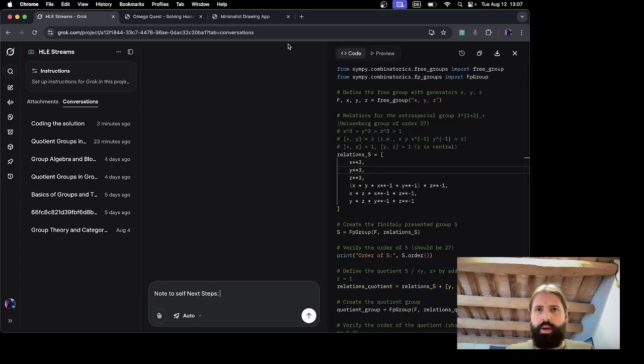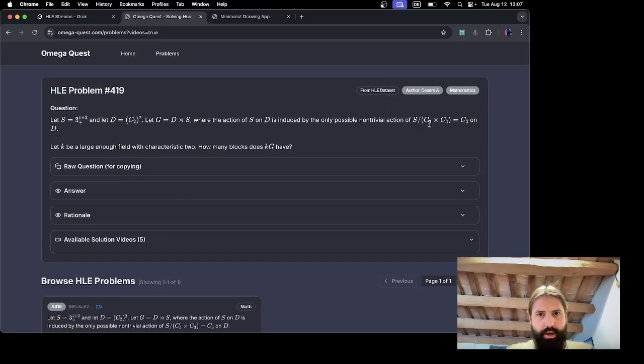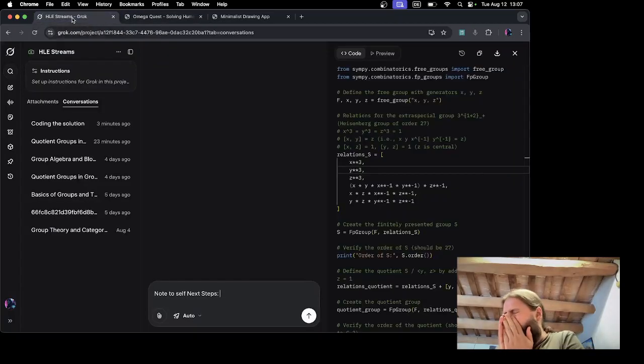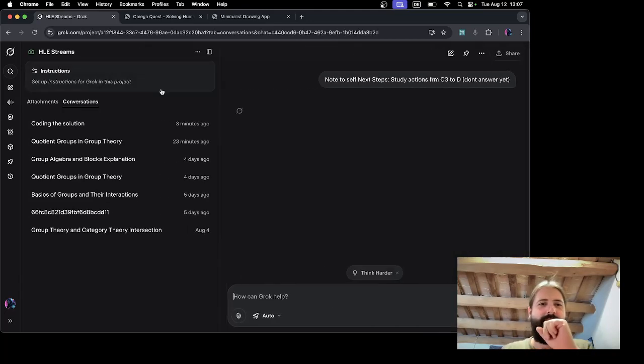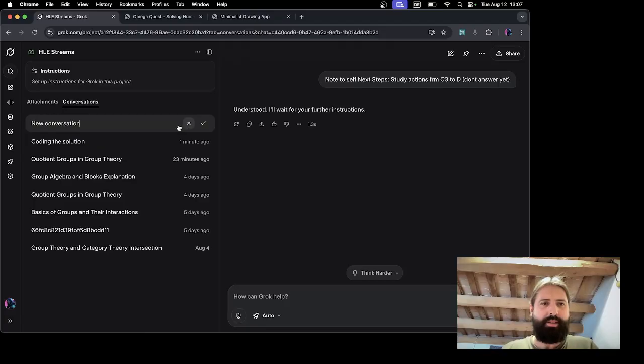Next steps. Check. Study actions, study actions from C3 to D. Study actions from C3 to D. Don't answer yet. Okay, that's basically next. So I know where to go, that's a good idea.